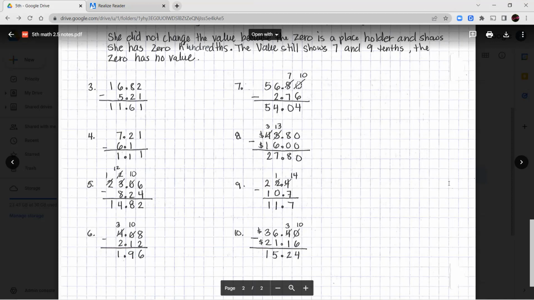2 take away 1 is 1. 8 take away 2 is 6. Drop that decimal point. 6 minus 5 is 1, and 1 minus nothing is also 1. So we end up with a difference of 11 and 61 hundredths.